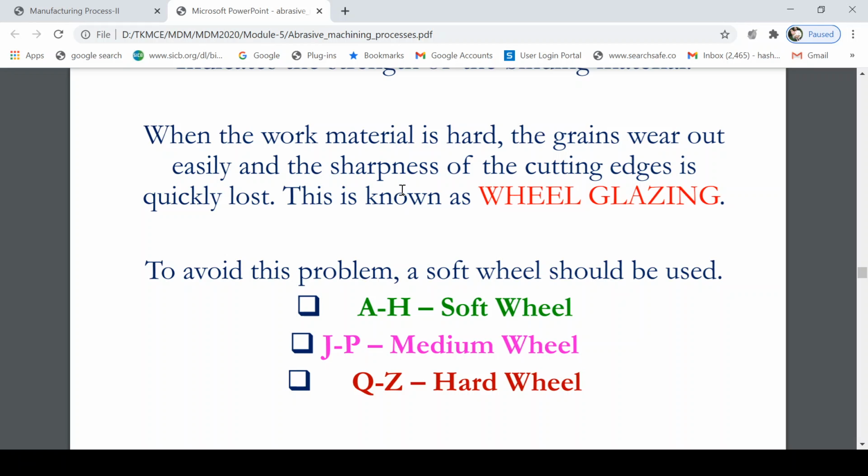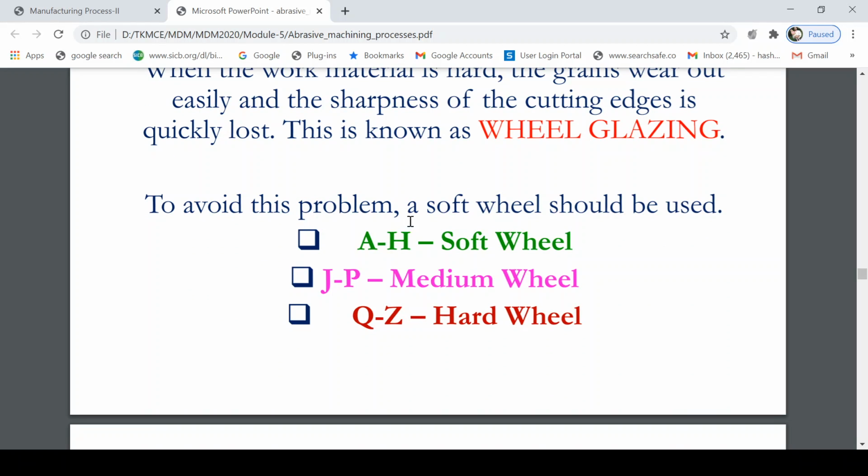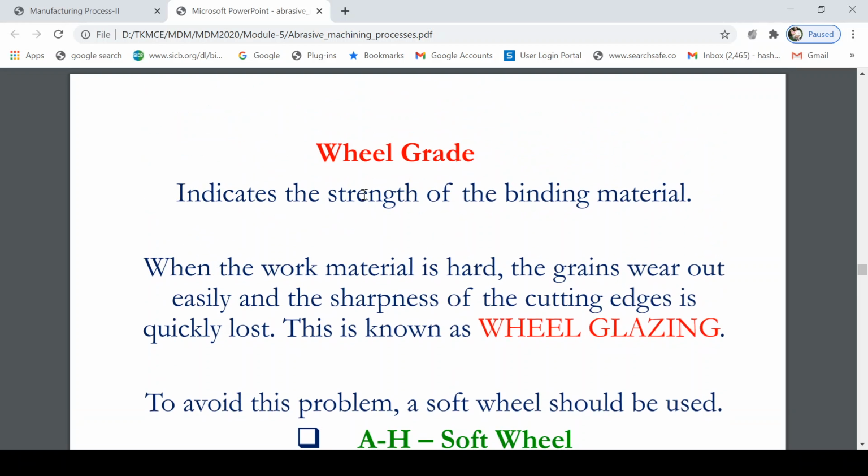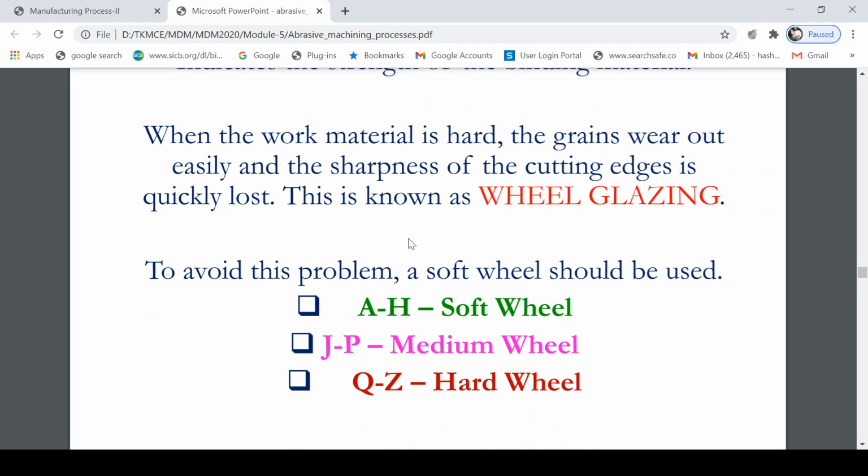If it is completely glazed, we cannot use the same grinding wheel for machining again. We have to make the sharp surface on the grinding wheel again by dressing. To avoid this problem, a soft wheel should be used. When we use a grinding wheel for machining hard material, it is better to use soft grades. The soft grade can be used for machining hard surfaces.